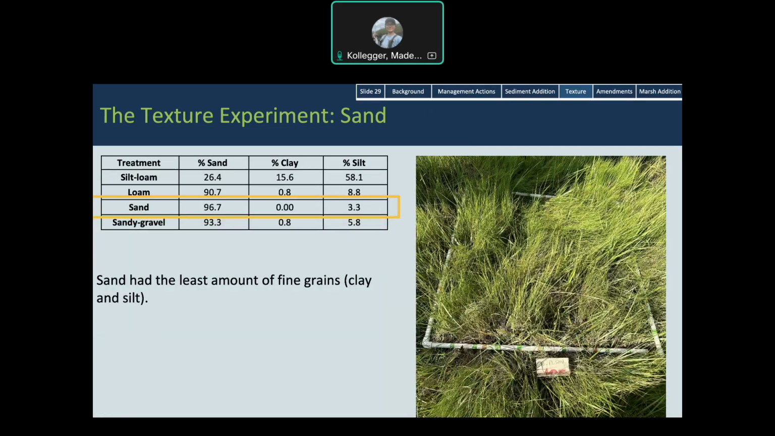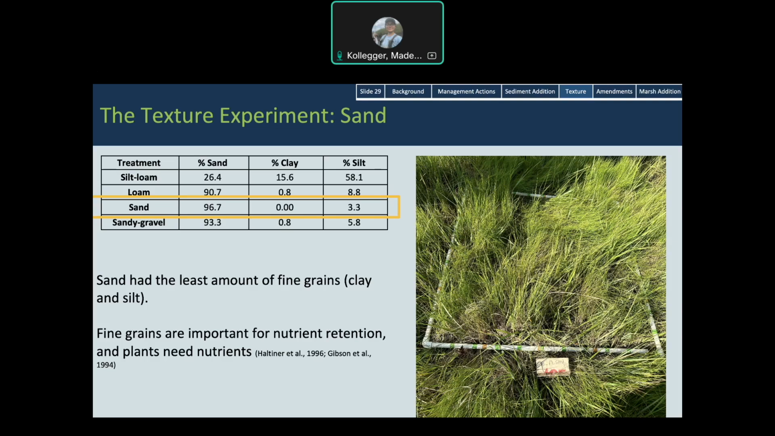Our sand texture had very little fine grains, with 0% clay and only 3.3% silt. Fine grains are important for nutrient retention, and plants need nutrients in order to grow. And so in order to continue to clarify this, we looked at our C to N analysis. A C to N analysis tells us the percent by mass of the soil that is either C, carbon, or N, nitrogen. And nitrogen is one of those important nutrients.